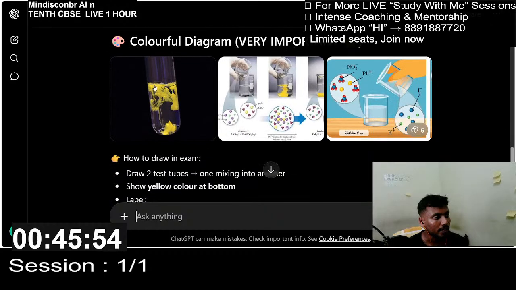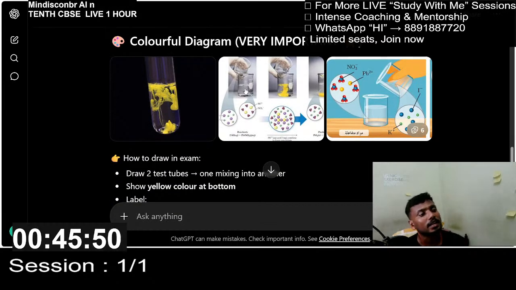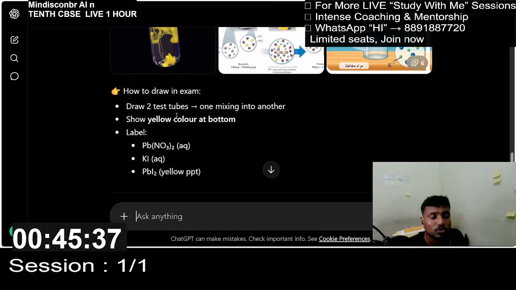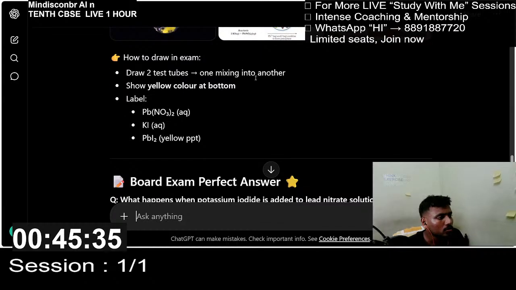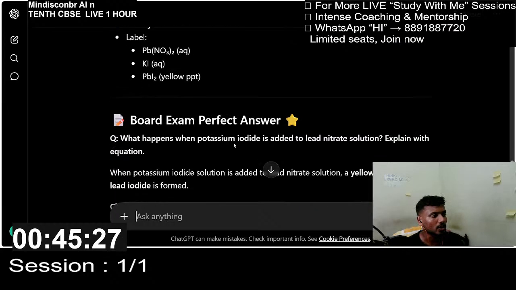Colorful diagram. Okay, here we can say this is a clear solution of Pb(NO3)2 and this is potassium iodide. When we mix this together, what happens? A yellow colored precipitate is formed, that is PbI2, that is solid. Draw two test tubes, one mixing into another, show yellow color at the bottom. Label Pb(NO3)2 aqueous and potassium iodide aqueous. PbI2 is a yellow precipitate.